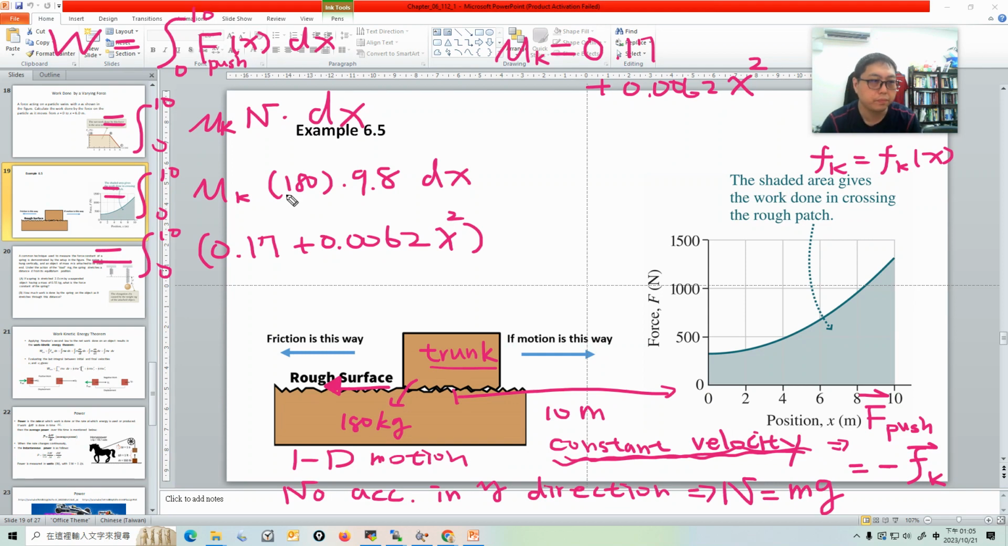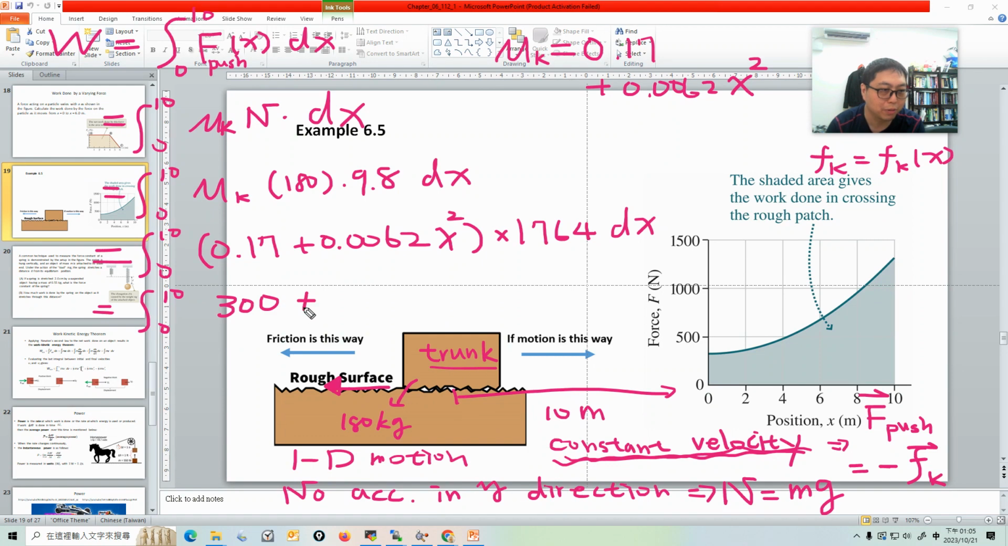Okay, let's do the calculation again. 180 times 9.8, so its value is 1764 dx. Okay, and then we just do some algebra work. So what's the value of 1764 times 0.17? It's 299.88. Let's make the calculation easier and just take it as 300.